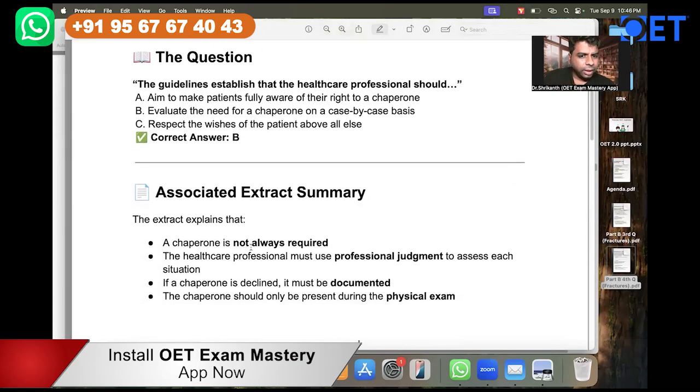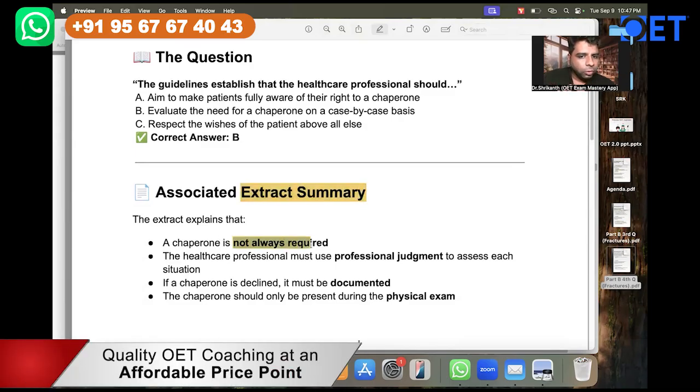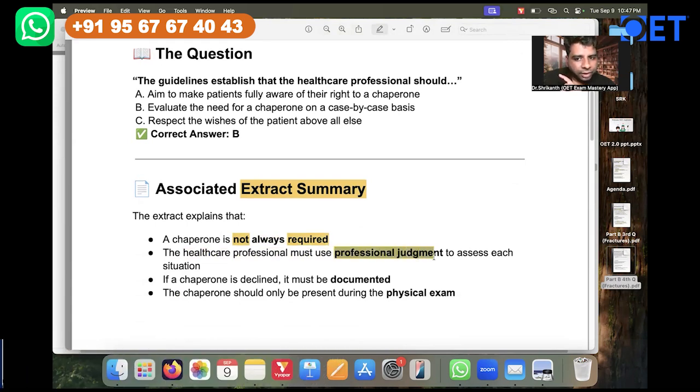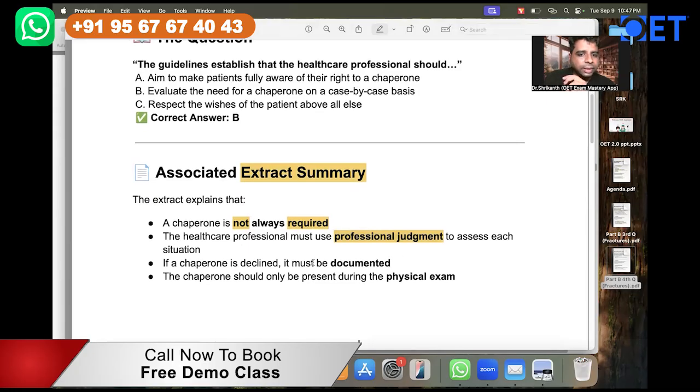Right. So again, the chaperone, I have made a small extract of the summary over here. This extract explains the chaperone is not always required. Sometimes the patient is very healthy. They don't require a chaperone and they must use their professional judgment to assess the patient individually. That is case by case. They have to go and assess the patient. If the chaperone is declined, it should be documented. If the chaperone is present, it should be in the physical examination. So these are the expectations coming from the healthcare professional, right?